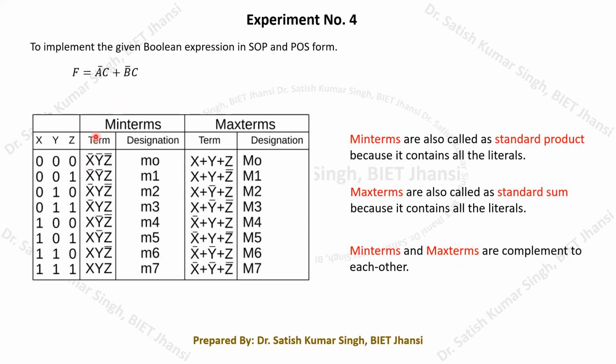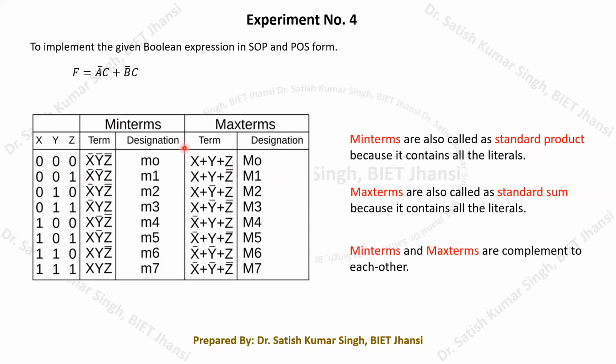You remember that each variable in any Boolean function, for example, here we have this Boolean function, whether it is in primed form or unprimed form, is known as a literal. So I have written over here that min terms are also called a standard product because they contain all the literals, meaning they contain all the Boolean variables. Similarly, max terms are also called a standard sum, because they also contain all the Boolean variables, whether in primed form or unprimed form.